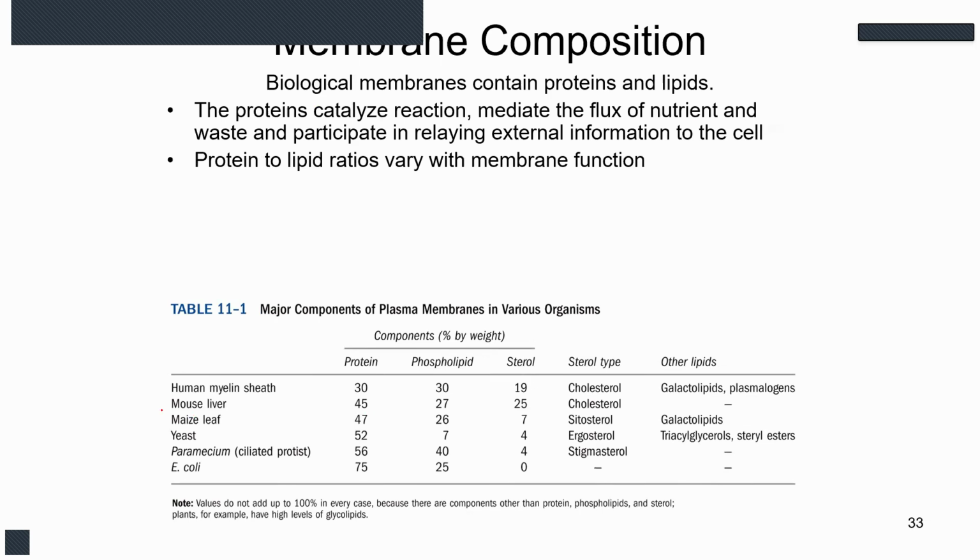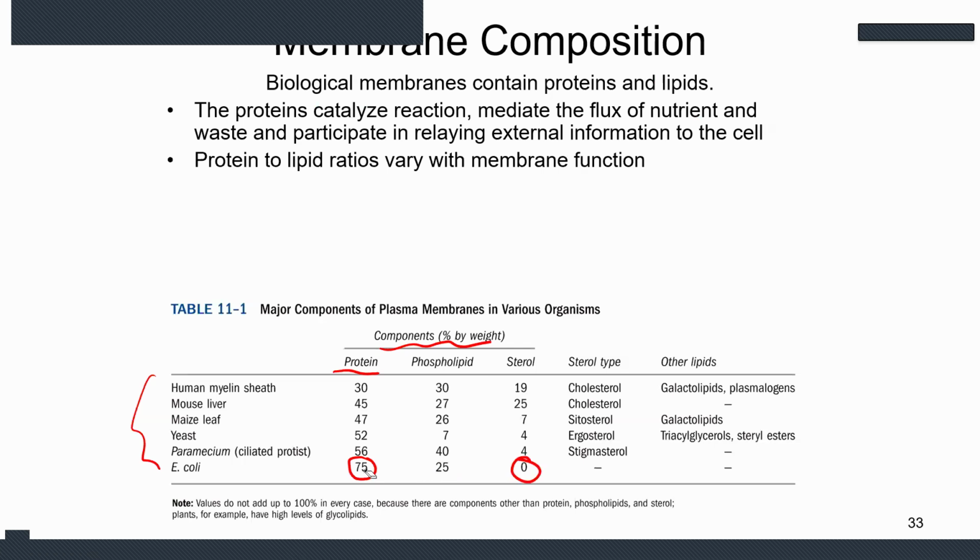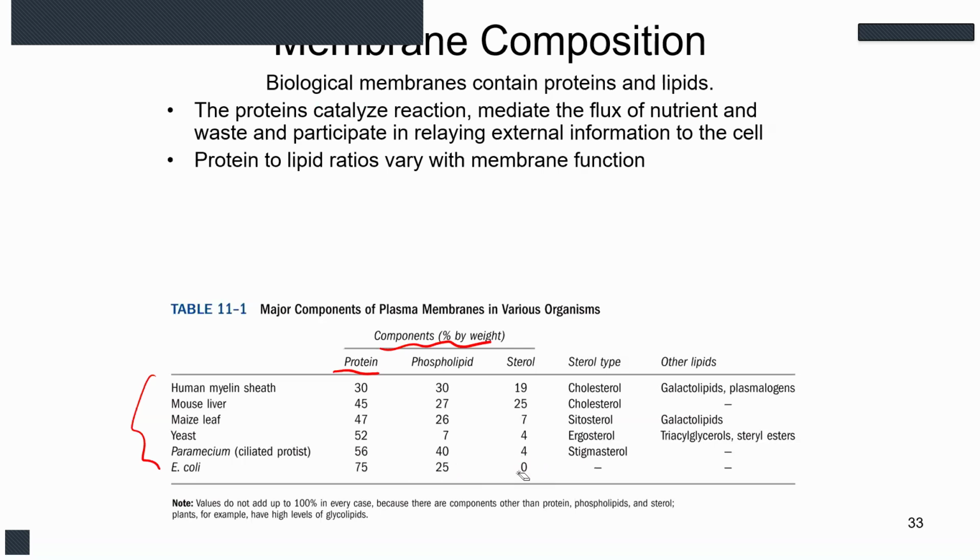In addition to that, if we look at different organisms, E. coli, for instance, in terms of components by weight, 75% of an E. coli membrane's weight is wrapped up in proteins, 25% phospholipids, and lo and behold, 0% in cholesterol and sterols, because they don't have cholesterol.